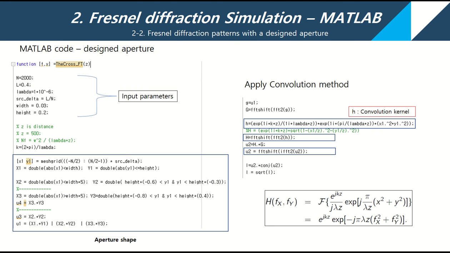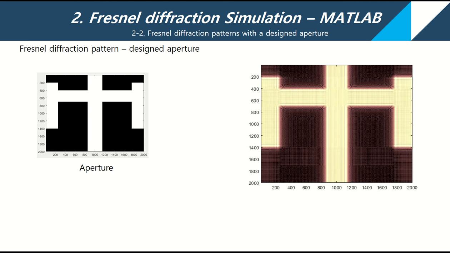For more understanding, I made a special aperture and checked the Fresnel diffraction pattern using the convolution method. I entered the input parameters like lambda and so on. To create an aperture shape, the cross aperture made by my classmate was slightly modified. The picture on the left is the aperture I made, and the diffraction pattern on the right is captured as a video. Let's check the video.